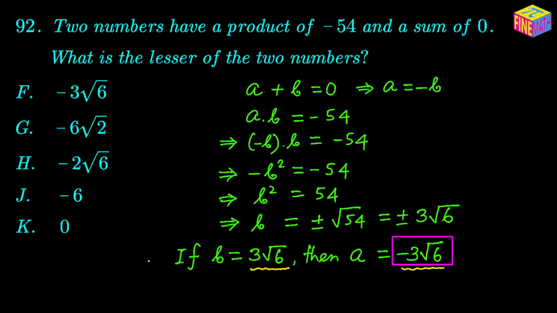And if you look at our answer options, we have negative 3 times square root of 6 under option F. So option F would be the correct option.